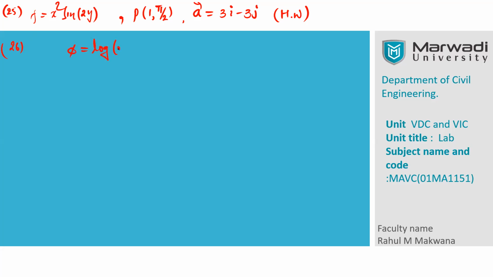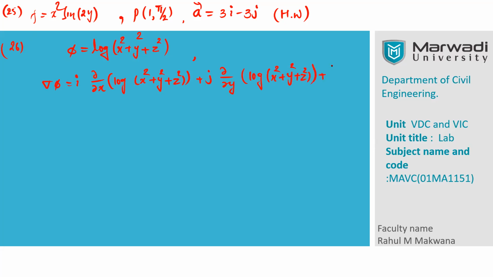26th, function is log of x square plus y square plus z square. Find gradient nabla phi: i del by del x of function, j del by del y of a function, and k del by del z of a function.